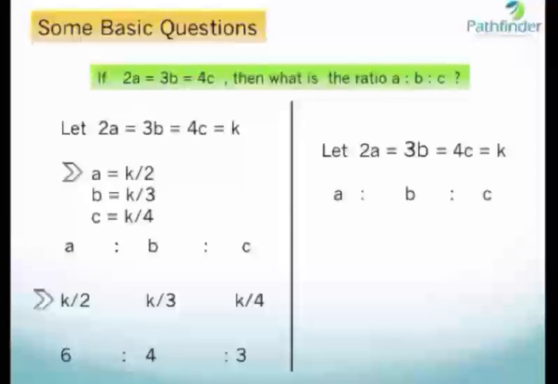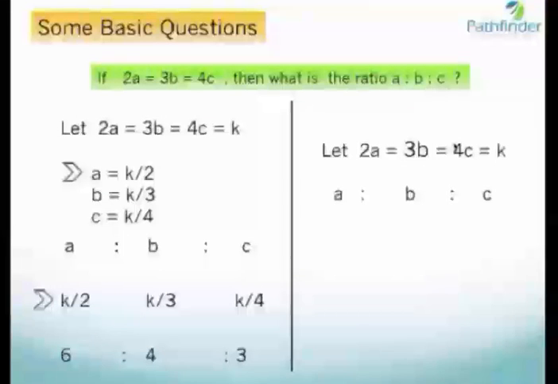If 2A is equal to 3B is equal to 4C is equal to K. Now if I want the ratio for A, just ignore the coefficient of A and multiply the coefficients of B and C. In this case 3 into 4. So 3 into 4 gives you 12.